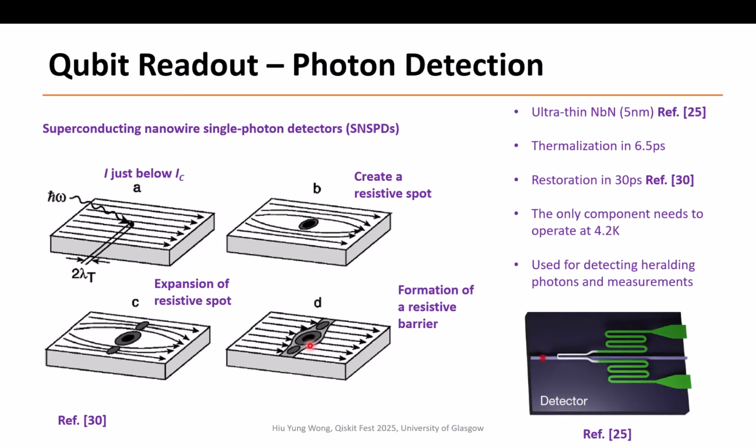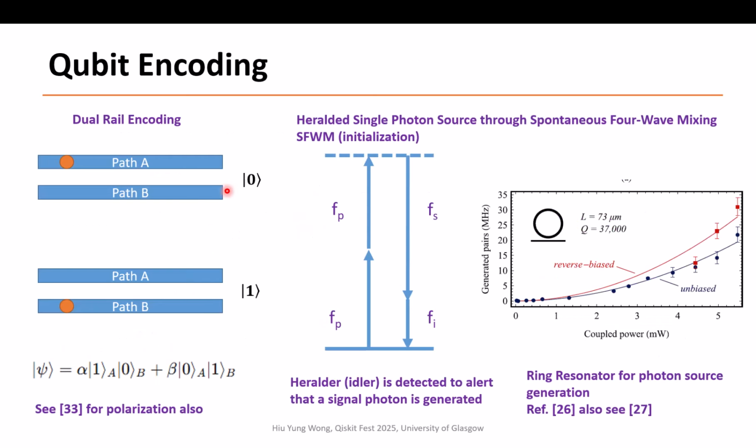And then eventually this becomes a resistive barrier, no longer superconducting. You measure the potential drop, and you know that a photon is detected. So I just want to emphasize one thing. For superconductor qubits and spin qubits, we need to cool them to very low temperature because the splittings are very small. Photonic qubits, you can operate at room temperature.